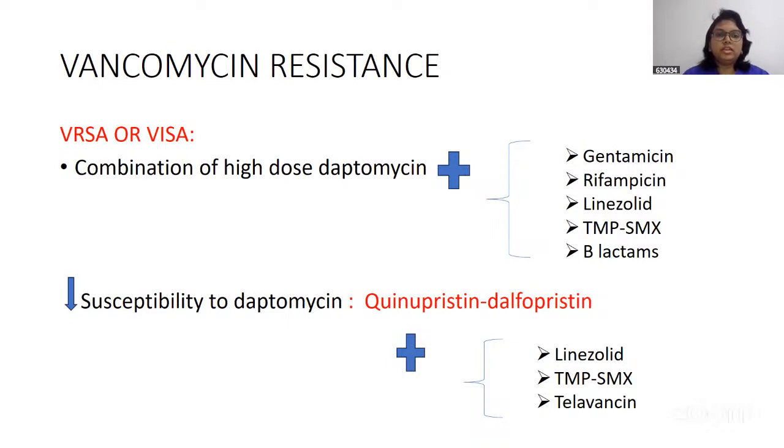If there is decreased susceptibility to daptomycin, the other option for MRSA is streptogramins, quinupristin and dalfopristin. Along with this, we can add linezolid, trimethoprim sulfamethoxazole and telavancin. There are some combinations that have been given in guidelines. But as we understand, for VRSA and VISA, the drug of choice is not mentioned, and teicoplanin is not mentioned here because the US does not have it. So high dose daptomycin is mentioned with other drugs.